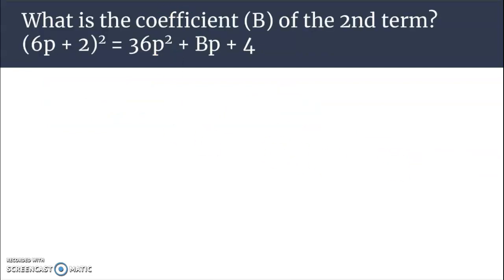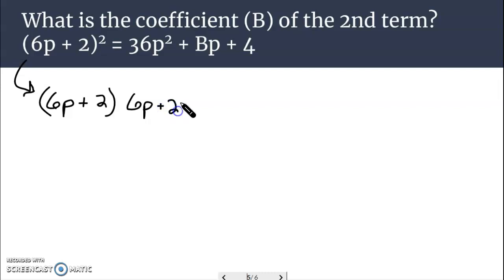Now, what we're going to talk about here is, it's asking a couple things. We're going to figure out a binomial times a binomial. This 6p plus 2 squared means 6p plus 2 times itself. 6p plus 2 times 6p plus 2. Apparently it equals 36p squared plus bp plus 4. We're trying to figure out what that b number is going to be after distributing. Well, first things first, let's talk about this acronym called FOIL. FOIL is used when you have a binomial times another binomial.